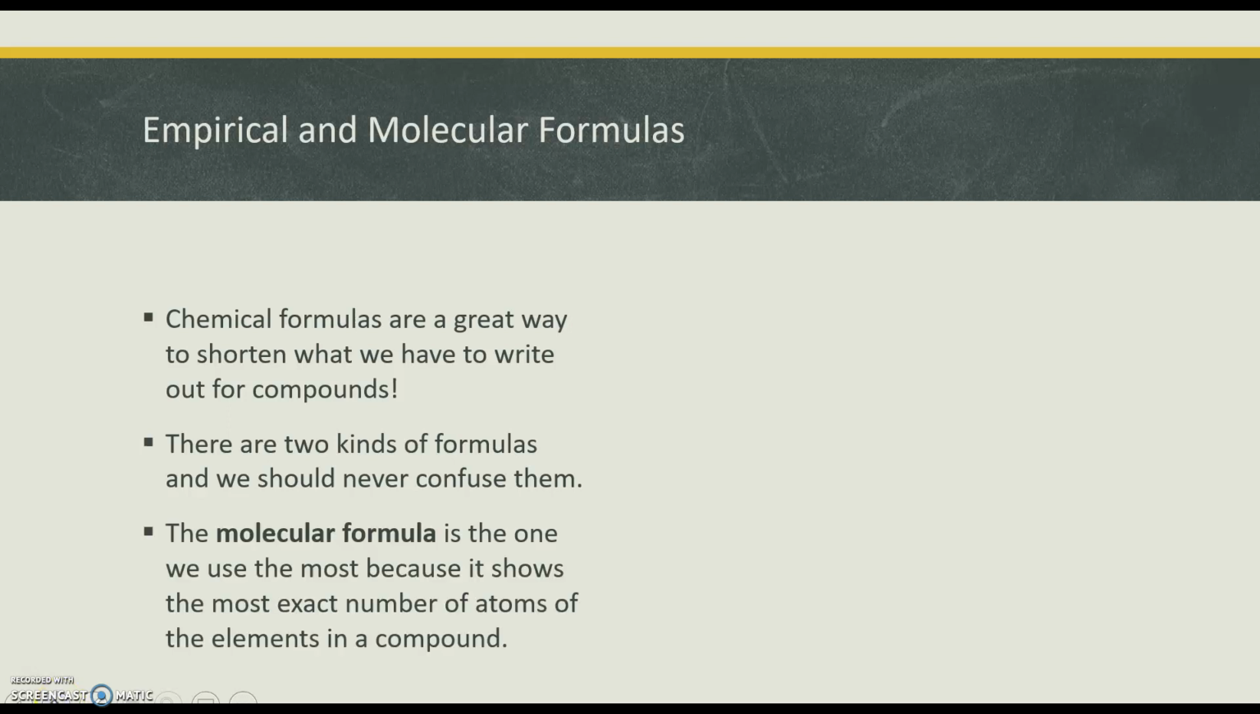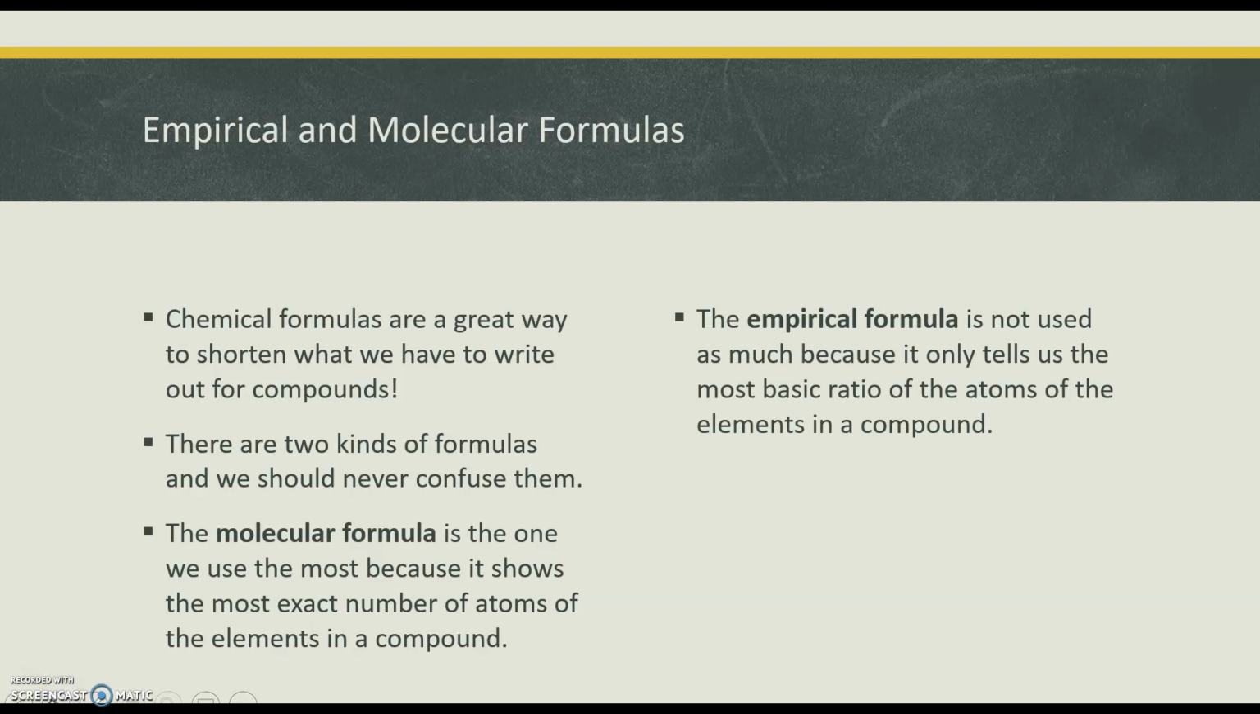Those are the molecular formulas. We use it the most because it shows the most exact number of atoms of elements in a compound. The other kind of formula that we have is the empirical formula. It's not used as much because it only tells us the most basic ratio of atoms of the elements in a compound.